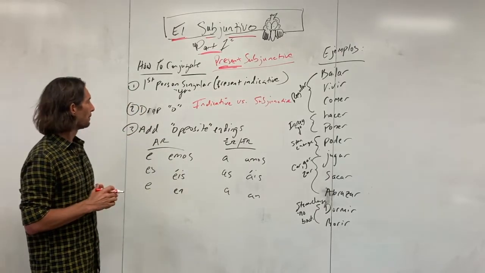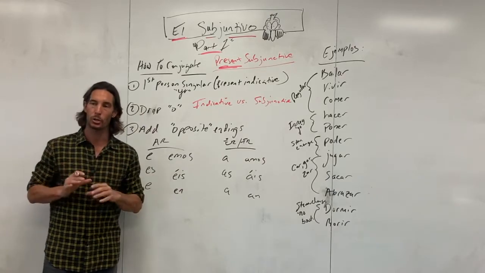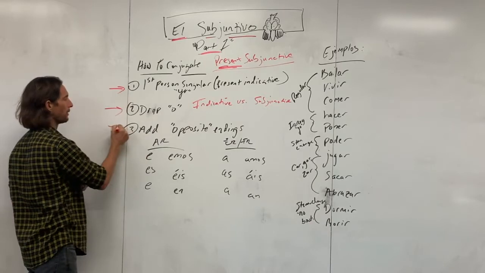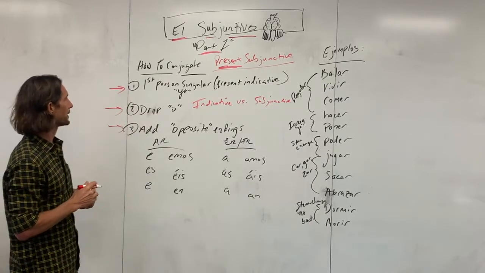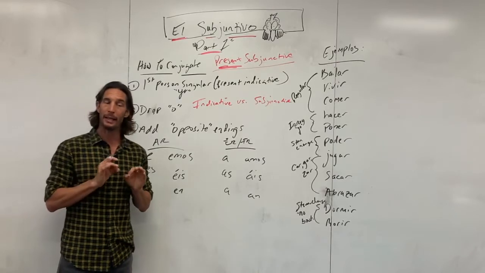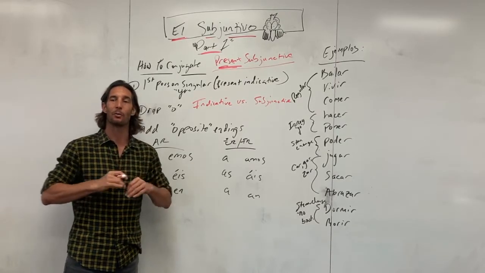But anyways, like I said, today we just want to focus on the how-to, and here are the 3 steps. I'm just going to get right into it: the 3 steps on how to conjugate a verb into the subjunctive. And keep in mind, we're only talking about ones that are not irregular.